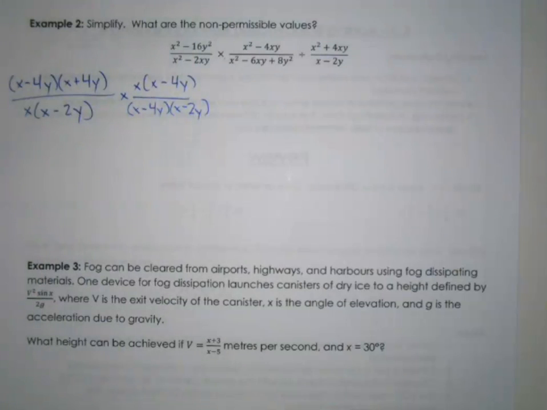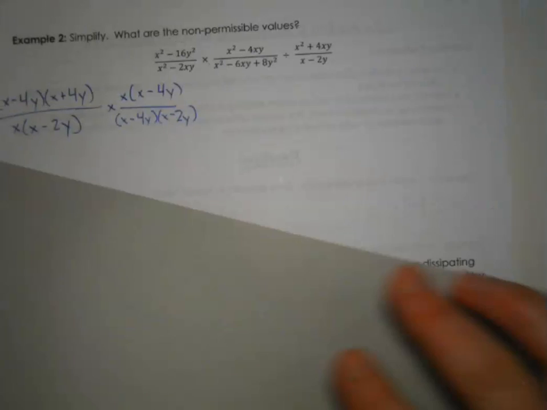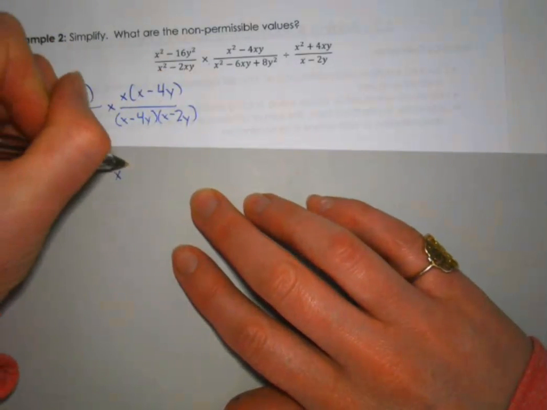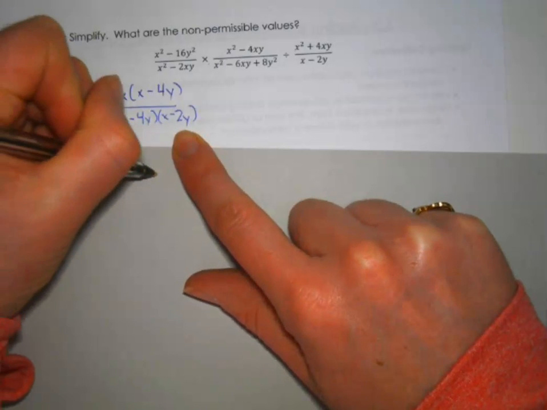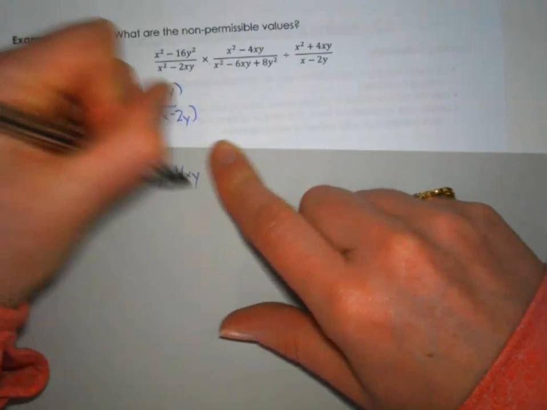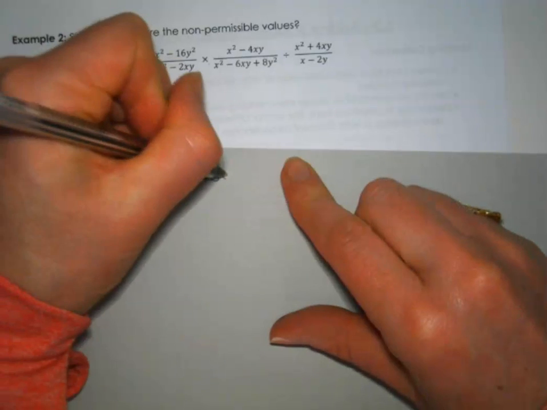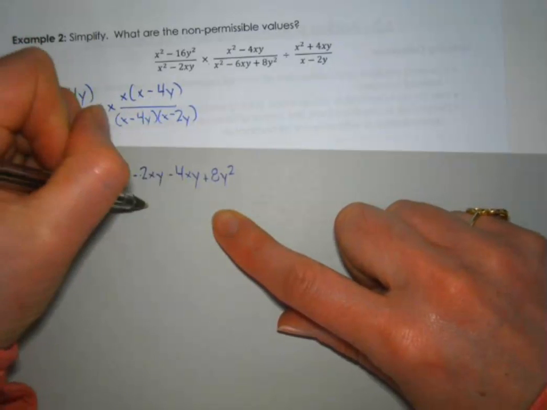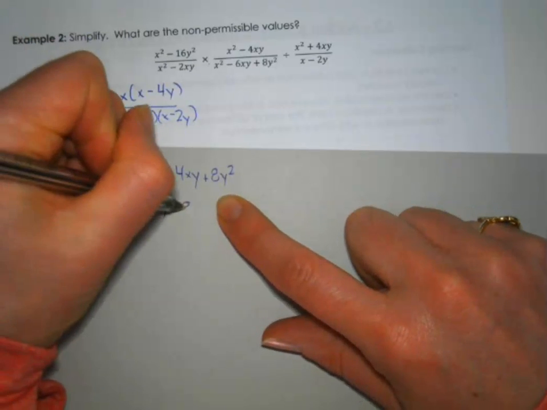And if you weren't totally sure about that, I can show you really quickly. If we multiply that out again, you would end up with x times x is x squared. x times negative 2y is negative 2xy. Negative 4y times x is negative 4xy. And negative 4 times negative 2 is positive 8, and y times y is y squared. So if we combine that, it's going to be x squared minus 6xy, because negative 2 minus 4 is minus 6 and we're combining them since they're like terms with the xy, plus 8y squared.